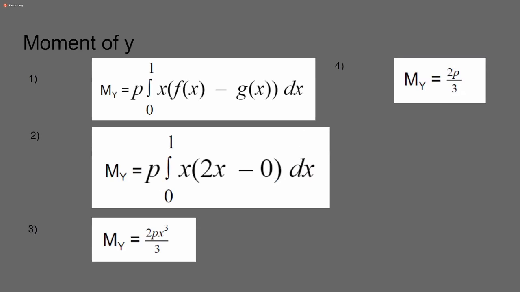To find the moment around the y-axis, you use My equals rho times the integral from a to b, which is 0 to 1 here, of x times f of x minus g of x dx. And we just plug in our functions, which is 2x into the f of x and minus 0. And then if we simplify and integrate it, we will get 2 rho x cubed over 3. And then if we just plug in 1 and 0 for x, we would get 2 rho over 3.